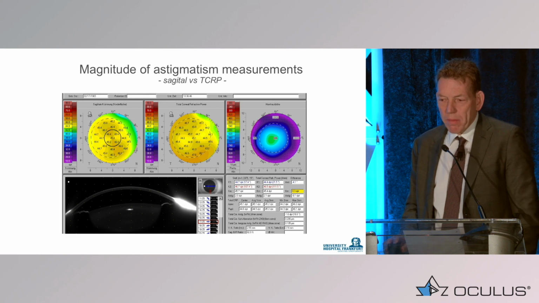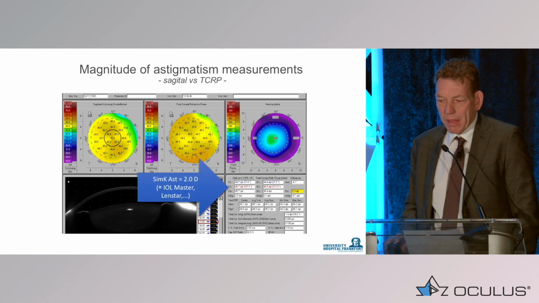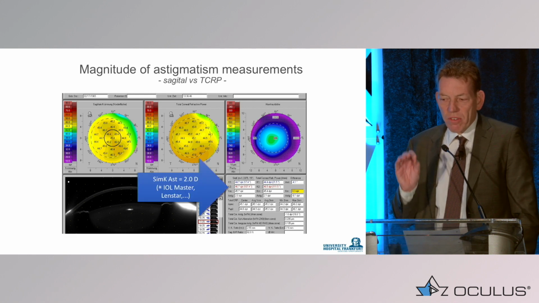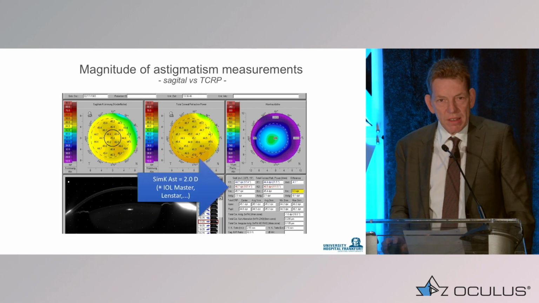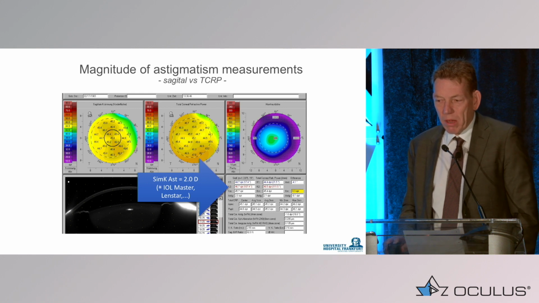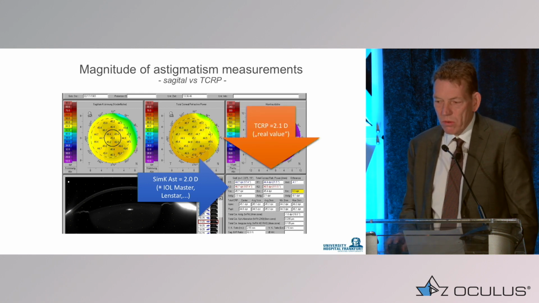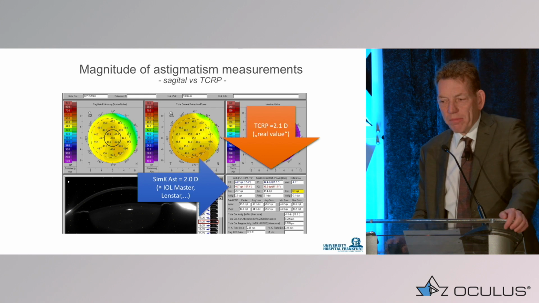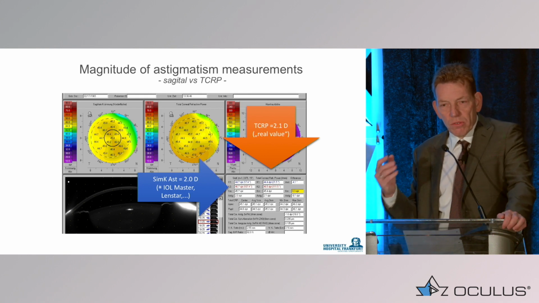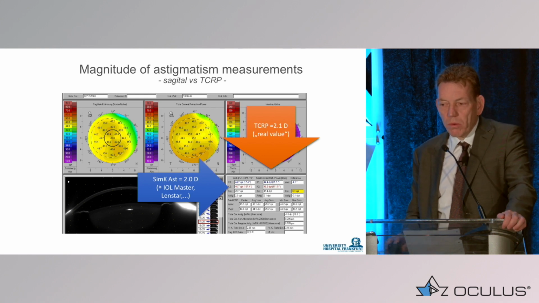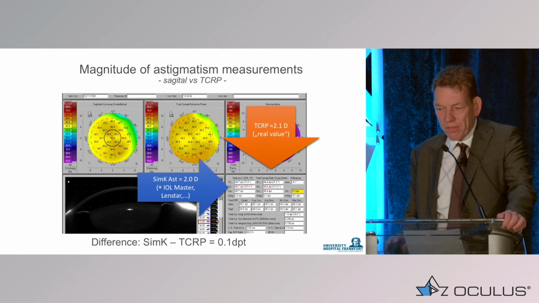Now, two examples, magnitude of astigmatism measurements here with the Pentacam again, looking at first the SIMK, which was in this particular case 2 diopters. IOL Master or Lenstar would have given this to you, and the total corneal refractive power, taking into consideration the posterior surface, was 2.1 diopter. This is uncritical, so the difference was only 0.1 diopter.